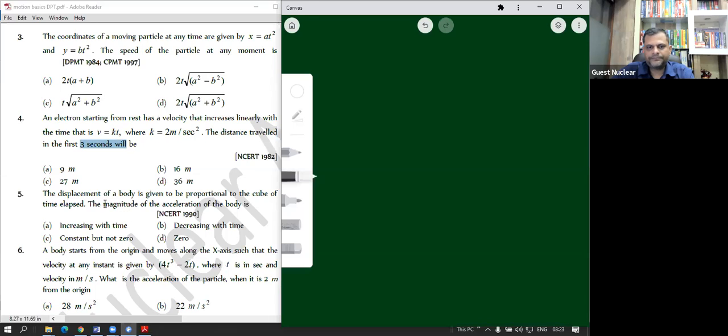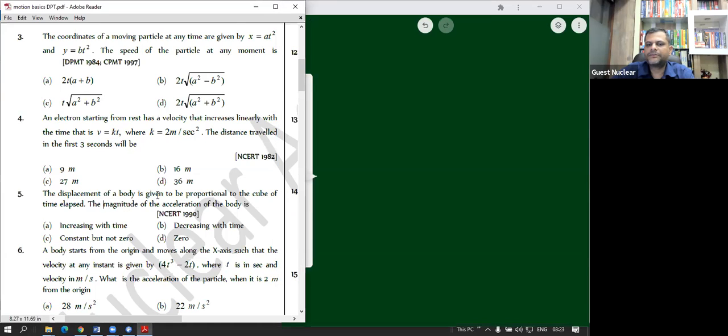Next, the displacement of a body is given to be proportional. Yes, Atharva, you are correct. Even kinematic equation use करके भी आ जाएगा उसका आंसर. Yes, फोर्थ वाला ही बोल रहे हो ना तुम? Yes, it will do.